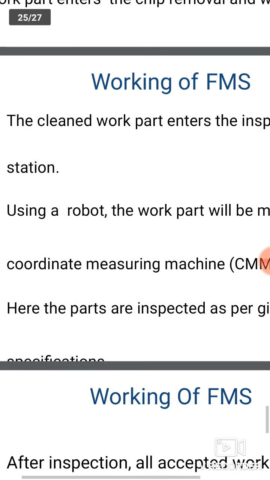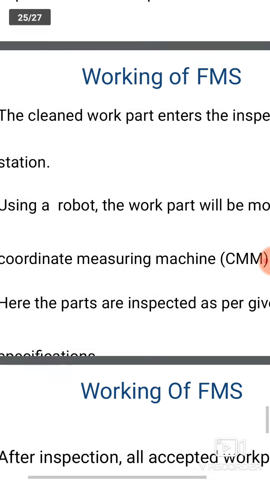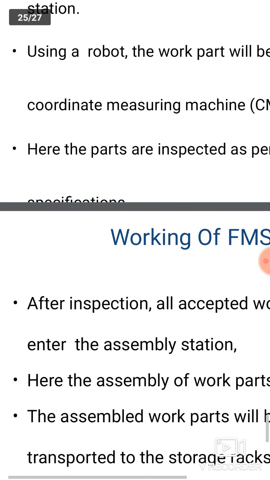Here the parts are inspected, in the CMM, that is the coordinate measuring machine. After finishing all the operations, it comes to the coordinate measuring machine where the measurements will be done: how much diameter it has, how much length it has, how much finishing it has. All measurements will be done there.